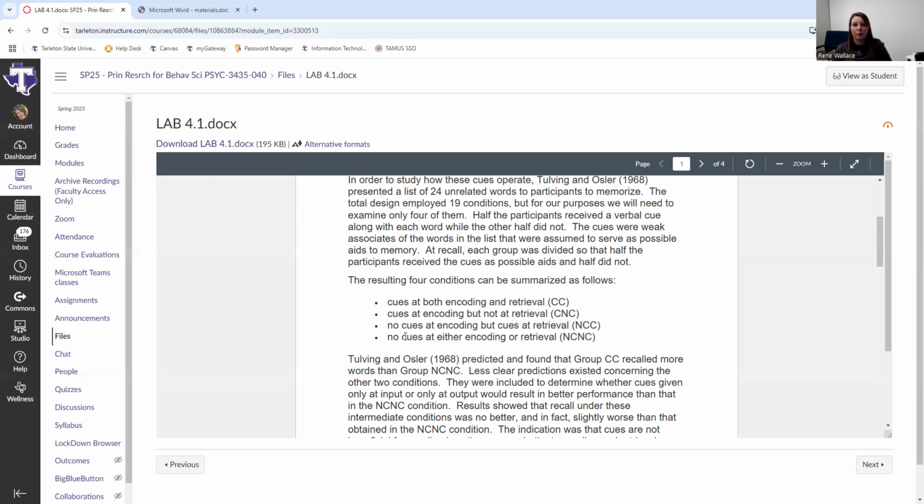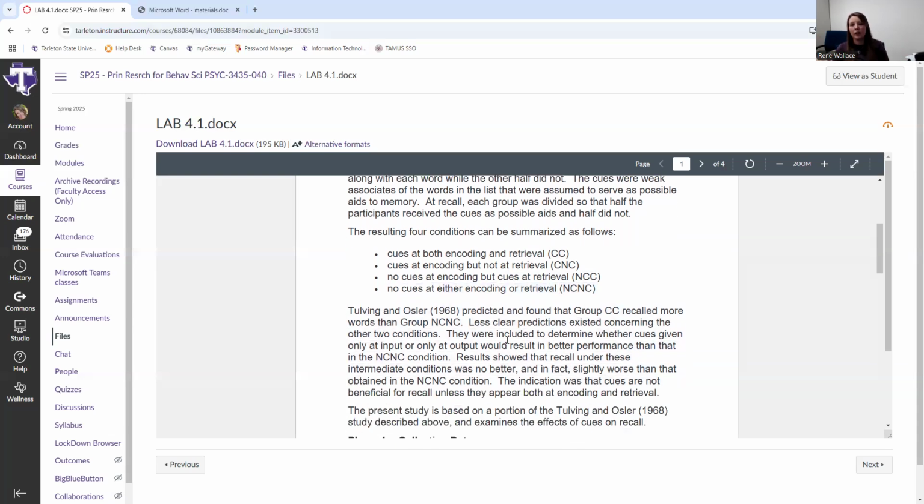And then your last group, your 4th participant, no cues at encoding or retrieval, NC. So think of that as your control group. That one we didn't manipulate anything. You just gave them the words to memorize and then you asked them to write them down. So no one was manipulated in that 4th scenario there.